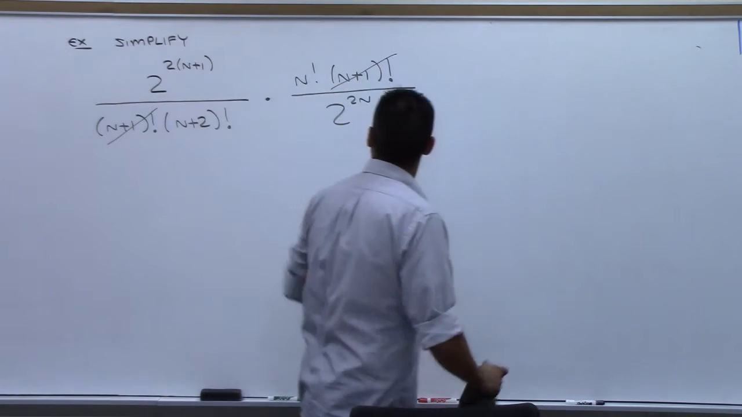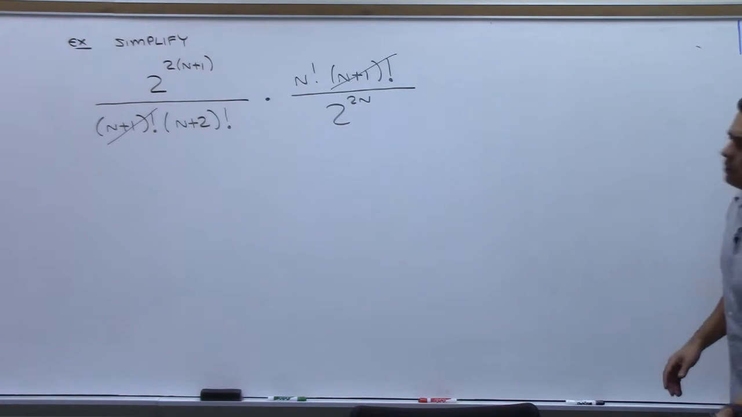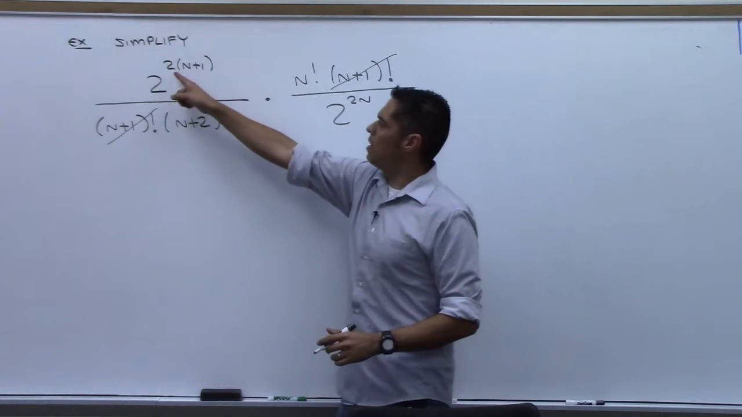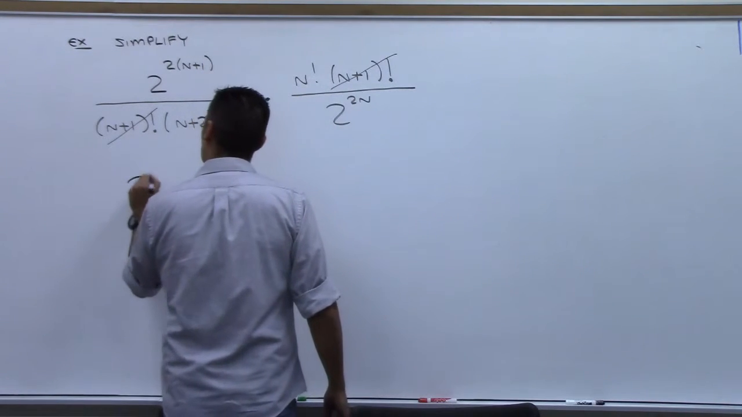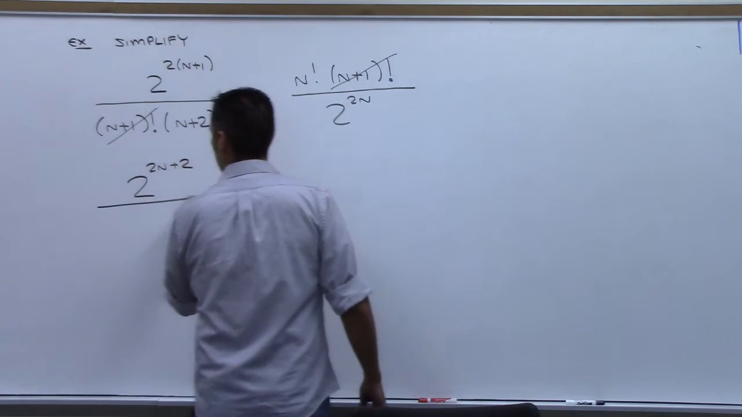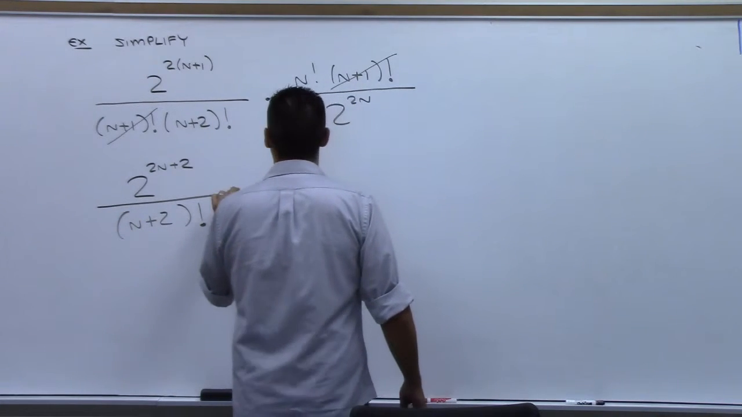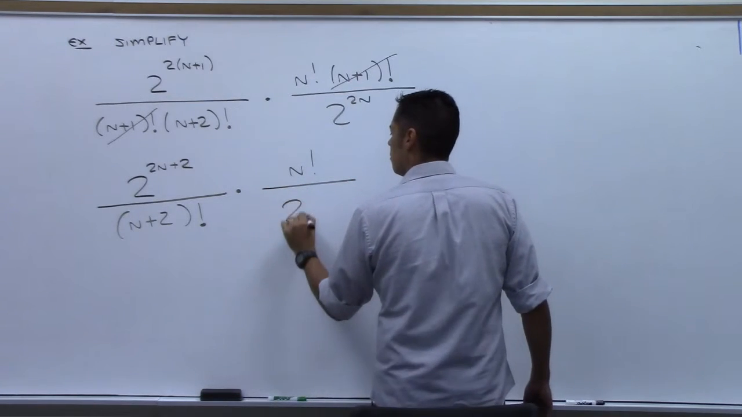When you distribute the 2 to the n plus 1, the 2n's would cancel because when you divide exponents, it cancels. Okay, so let me do this. So you're going to multiply that through up there. 2 to the 2n plus 2 over n plus 2 factorial times n factorial over 2 to the 2n.